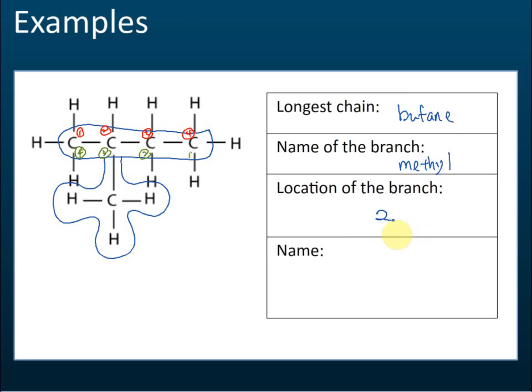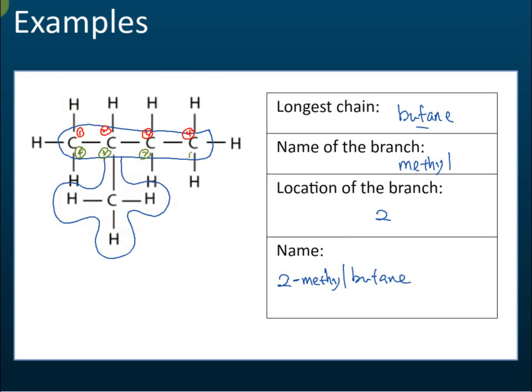After we collect all this information, then we can start naming this alkane. The first thing is you must tell the location. So 2, that's the location, dash, then you tell the name of the branch, 2-methyl. After that, tell the name of the longest chain, 2-methyl butane. So this is the name of this alkane.